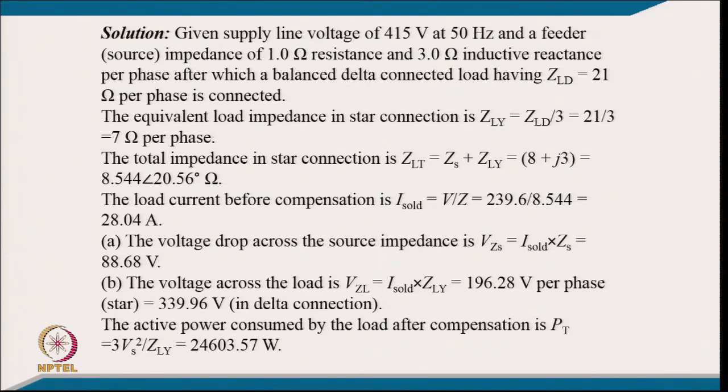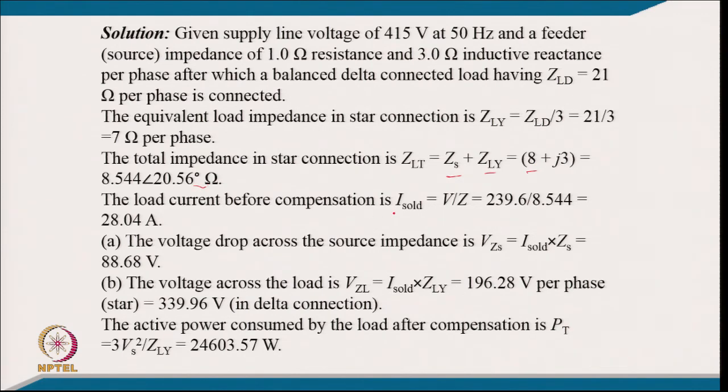Coming to the solution: given a supply voltage of 415 volt at 50 hertz, after the feeder source impedance of 1 ohm resistance and 3 ohm inductive reactance per phase, a balanced delta connected load ZLD of 21 ohm per phase is connected, and we have to convert it to the per phase equivalent. So, the equivalent load impedance in star connection will be ZLD by 3, that is 21 by 3. So, it comes to 7 ohm per phase, and the total impedance in star connection will be source impedance plus this load impedance. If we add it, that is 7 ohm plus 1 ohm of source, so 8 plus j3, and that is the impedance of the total circuit.